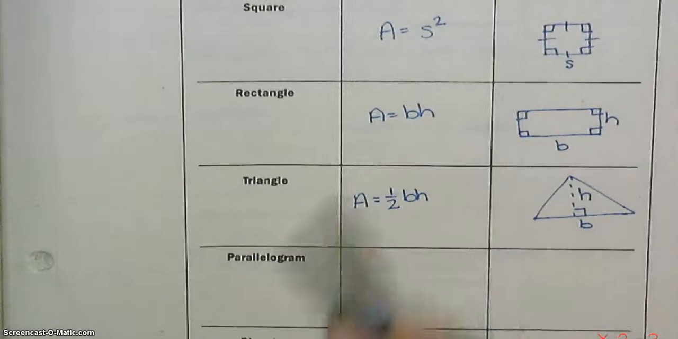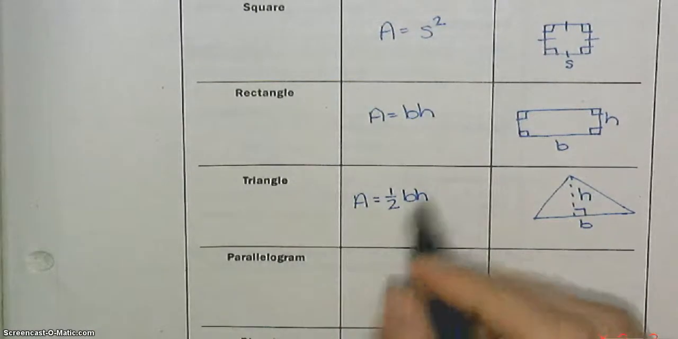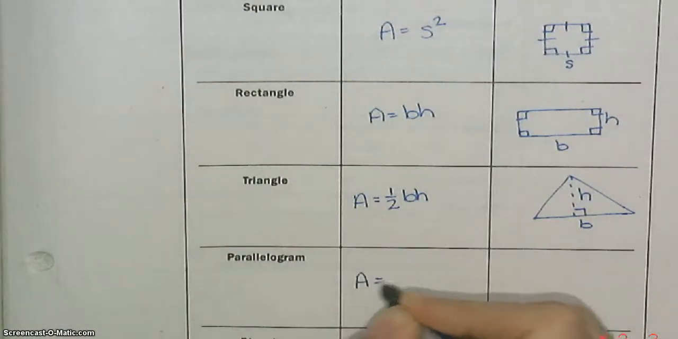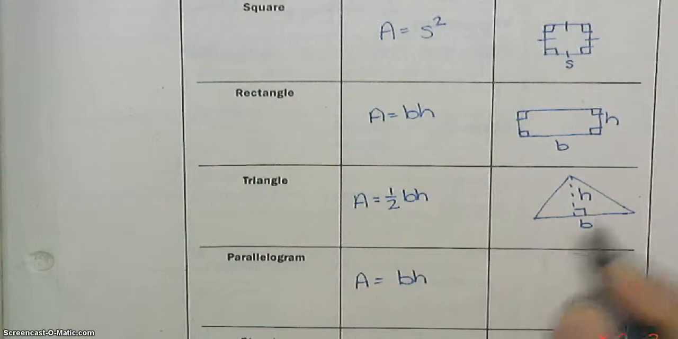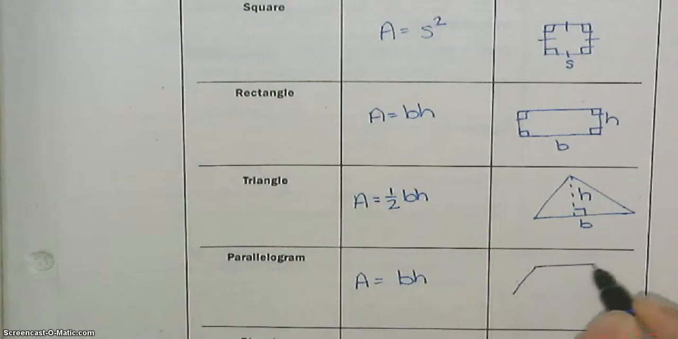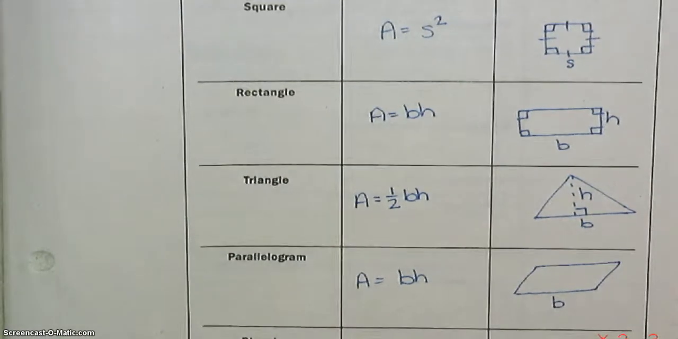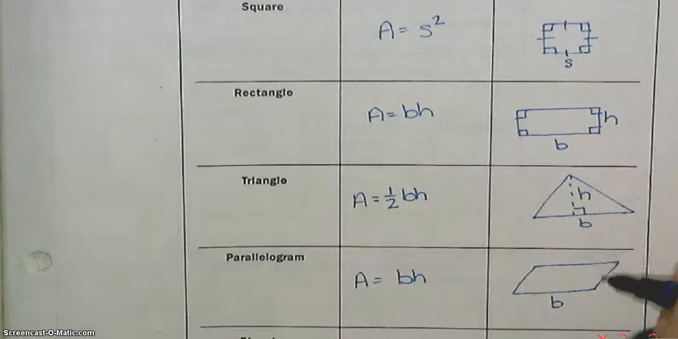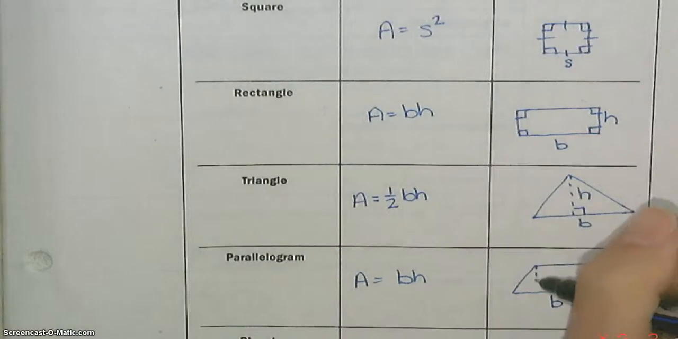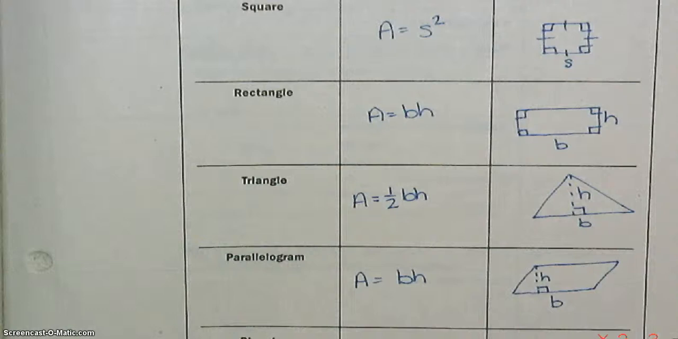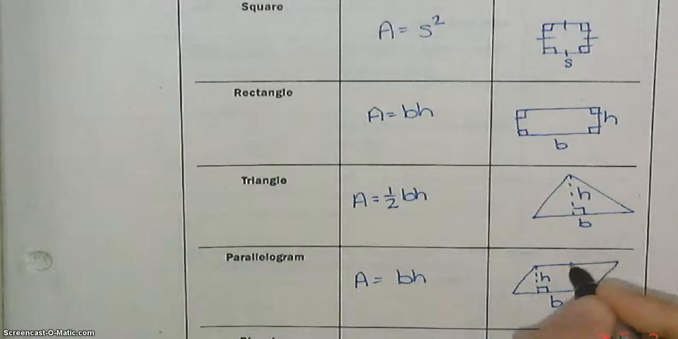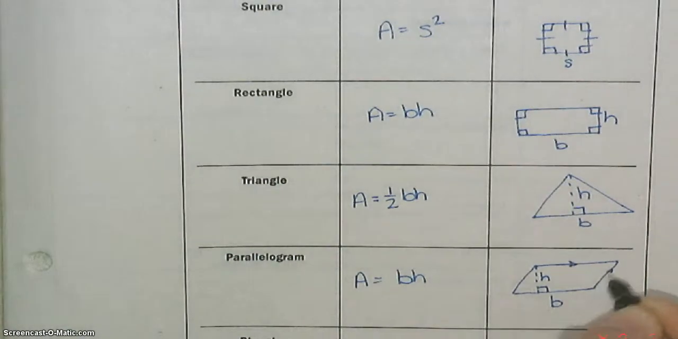Parallelogram is just like a rectangle, just on its side, or just tilted a little bit. Same formula. Draw yourself a parallelogram. Here's the base, and we got to draw the height in. It's got to be perpendicular. There's the height. I guess we'll put parallel signs on this.